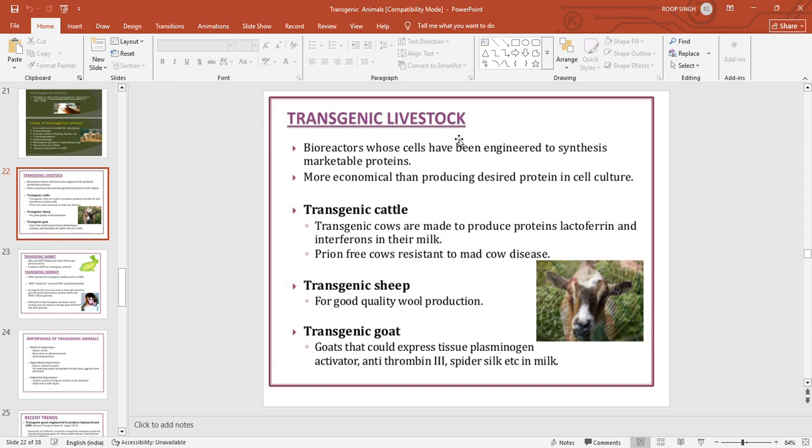Transgenic sheep can be developed for good quality of wool production. If you want, you can modify it, and have transgenic sheep with better quality of wool. Transgenic goat could express tissue plasminogen activator, antithrombin III, and spider silk in the milk. So these have already been done in transgenic goat. So these are the transgenic livestock which can be used as a bioreactor.